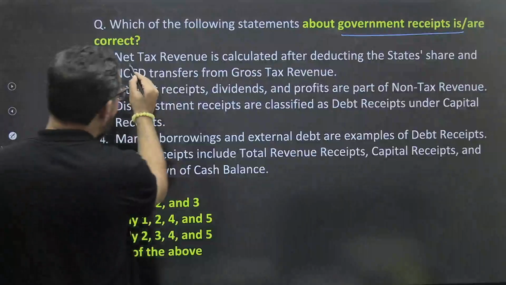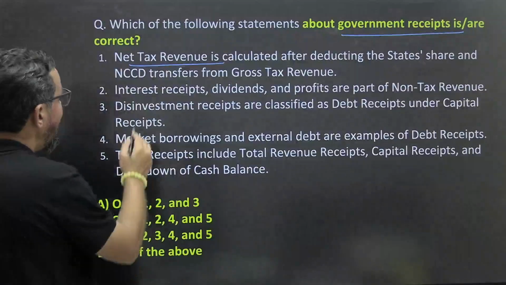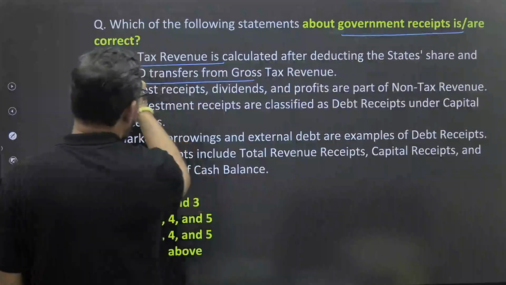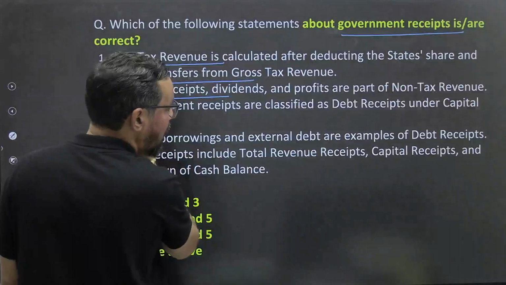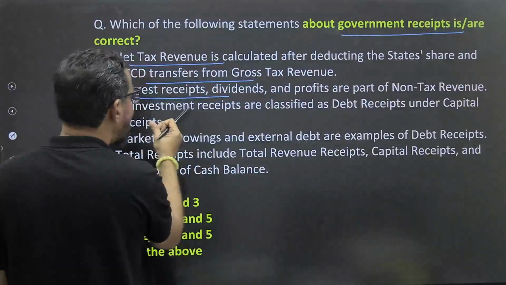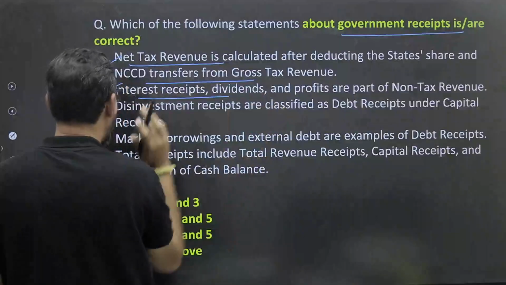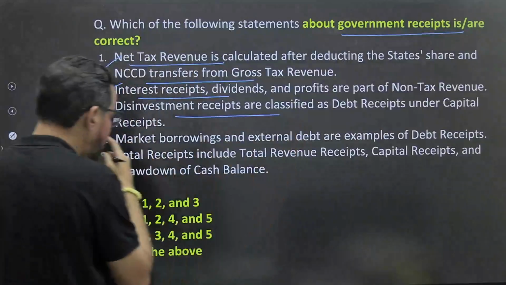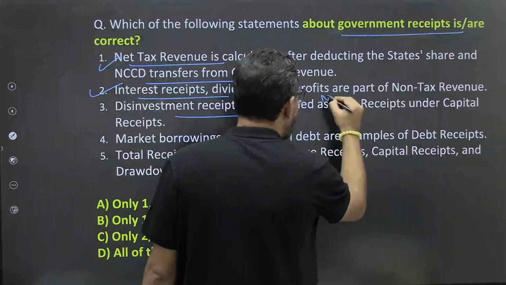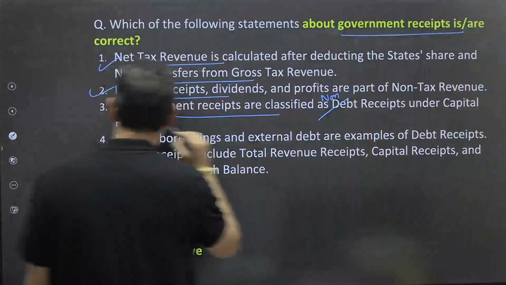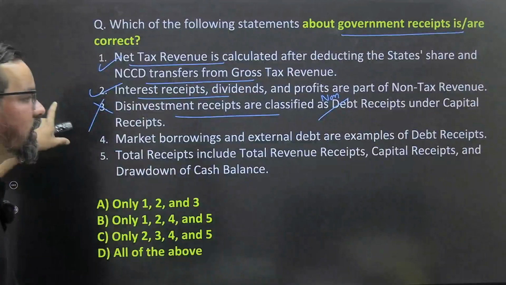Net tax revenue is calculated after deducting the state share and NCCD transfers from gross revenue. True. Interest receipts, dividends and profits are part of non-tax revenue. Interest receipts and dividends generally come under this, even grants and others. Disinvestment receipts are classified as non-debt. It should be non-debt. In disinvestment, the government sells some stake in its enterprises, so that is generally part of non-debt receipts.